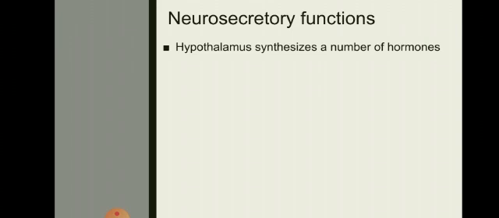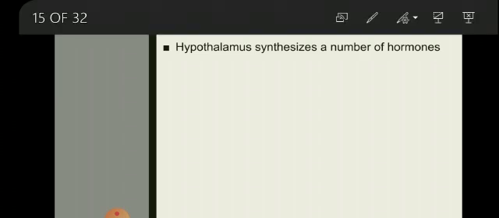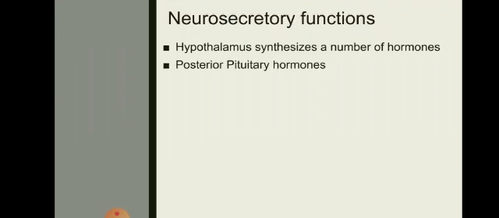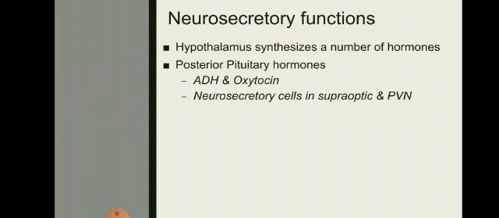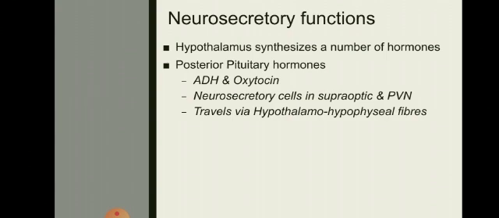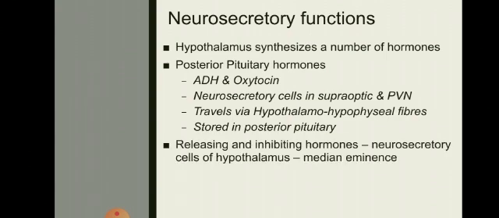I told you one of the major functions of the hypothalamus is endocrine function, along with how it works hand in hand with the limbic system and also the autonomic nervous system. If you look at the hypothalamus, it synthesizes a number of hormones in the body. Posterior pituitary hormones like ADH, antidiuretic hormone, and oxytocin. Neurosecretory cells are present in the supraoptic and the PV nucleus. They travel via the hypothalamo-hypophyseal fibers and get stored in the posterior pituitary.